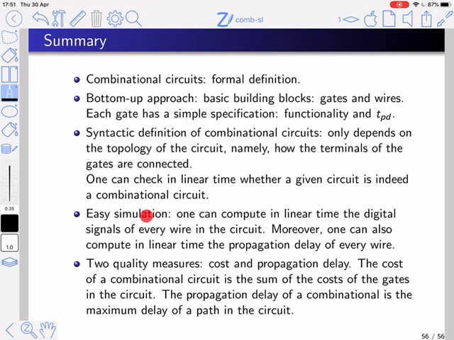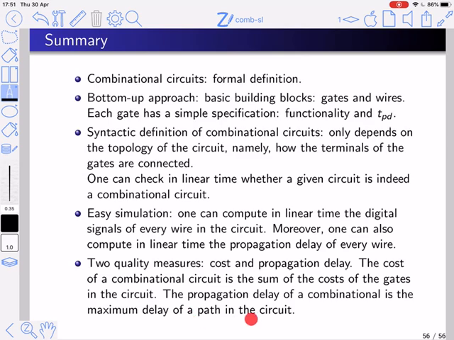You can also simulate the circuit in linear time. And you can say what is going to be the digital value of every wire in the circuit. Moreover, you're going to be able to say how long it takes until this computation is completed. The computation done by the circuit, not the simulation. We attach two quality measures to every combinational circuit, cost and propagation delay. The cost of a combinational circuit is the sum of the cost of the gates in the circuit, and the propagation delay of a combinational circuit is the maximum delay of a path in the circuit.